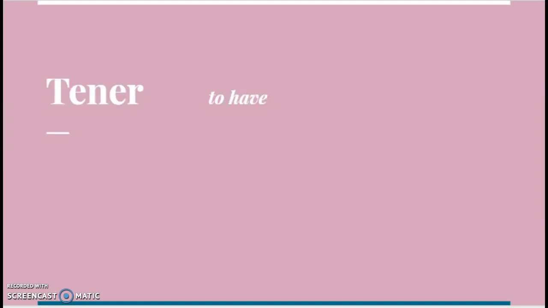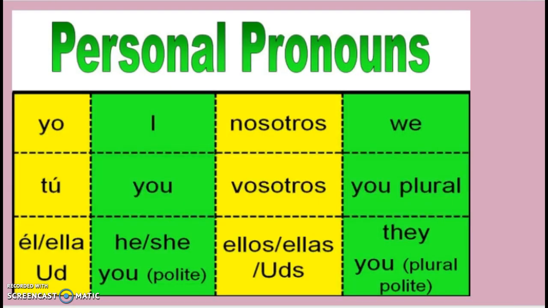Hola! Today we're going to learn about tener, which means to have. So, in English and in Spanish, to have is a verb. We haven't talked about verbs in a while, but remember in Spanish and in any language you have to conjugate your verbs, which means changing the ending based on pronouns.